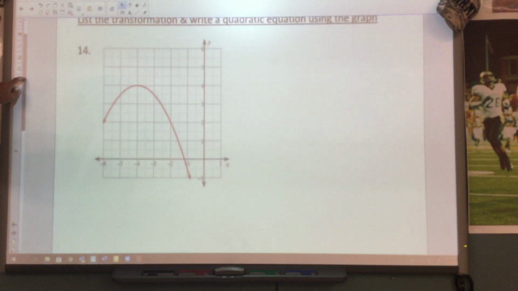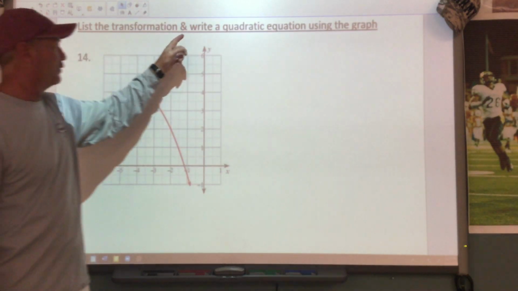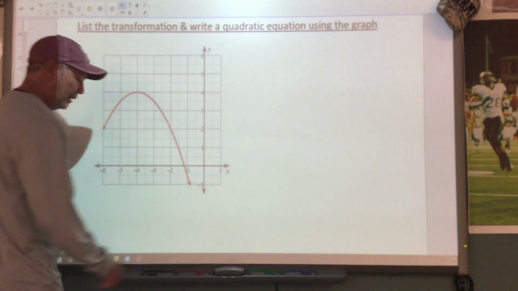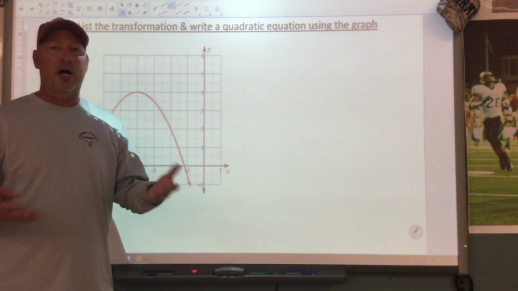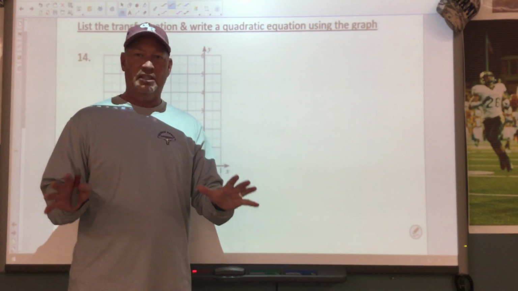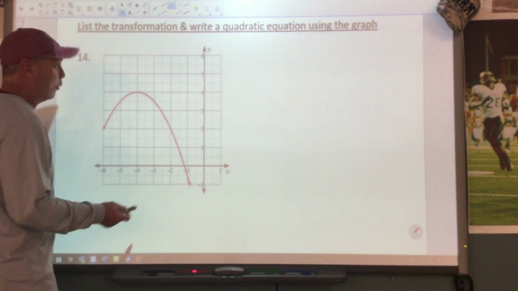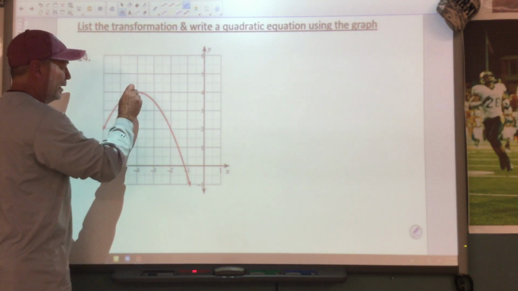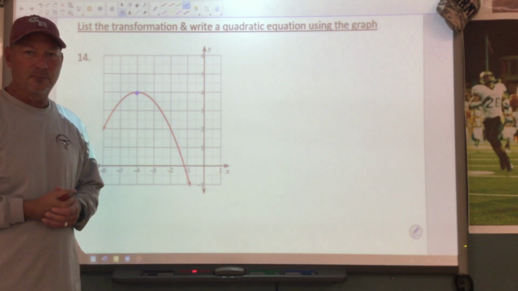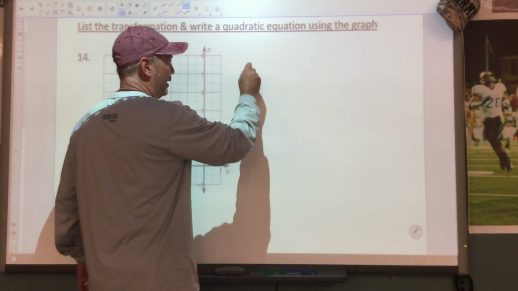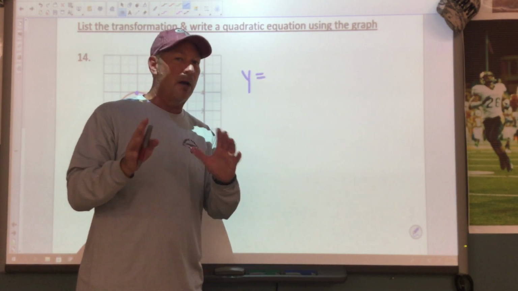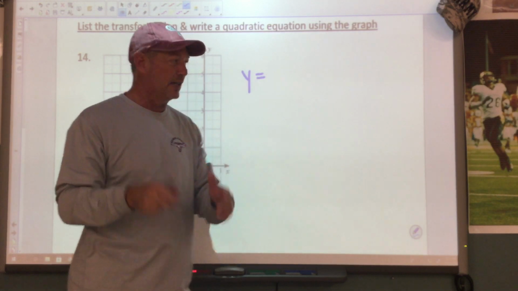On number 14, they're going to ask you to list the transformations and write a quadratic equation. Two things. I'm going to write the quadratic equation first, and then I'm going to list my transformations. I just think it's easier that way. This point right here is my vertex. So I'm going to say y equals, and I'm going to leave a little bit of space so I can figure out my a value in just a second.